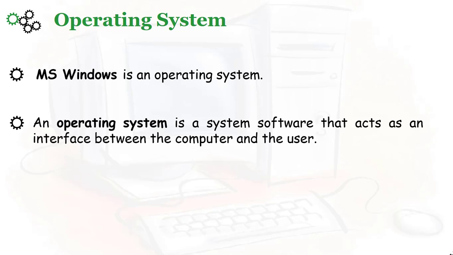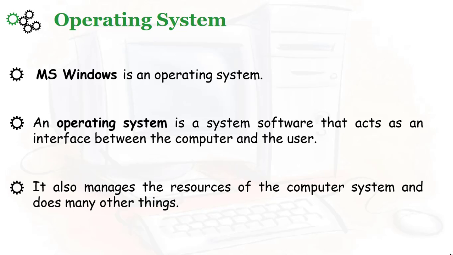Okay, the operating system is one kind of system software, and the operating system is a bridge. We can say the interface means the bridge between the computer and the user, right? It connects the user and the computer. Next, it also manages the resources of the computer system and does many other things. Like if we want to draw something in the computer, then for that we open the Paint software in the computer system, draw it and then save it. The whole process is done by the operating system.